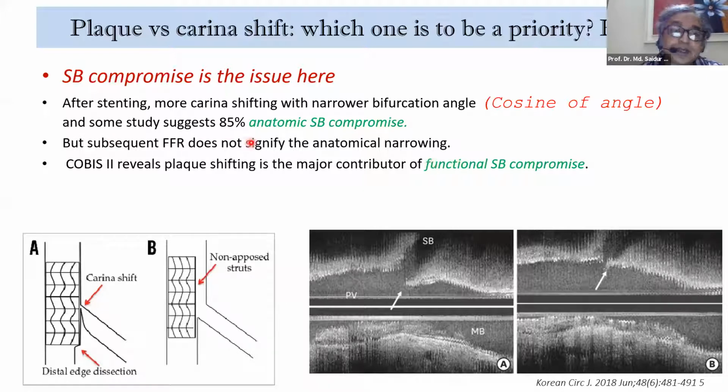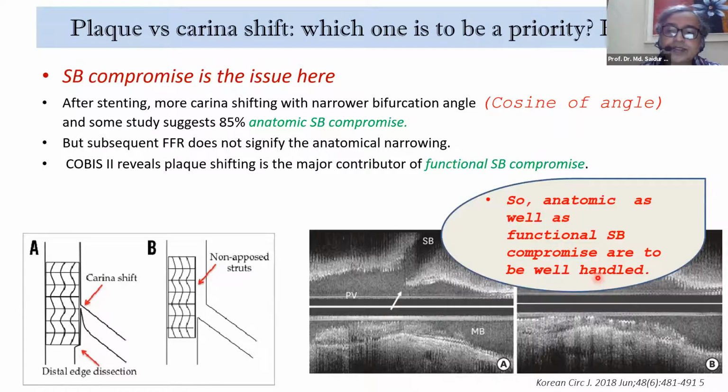And so some studies suggest about 80% of the anatomical SB compromise is there, but subsequent FFR does not signify the anatomic narrowing that much. And COBIS 2 reveals that plaque shifting is the major contributor of the functional SB compromise. Like here you can see the carina shifted so much that you can see almost significant SB stenosis, and angiographically we can predict that. But when you do the IVUS, you can see that the plaque shift is more there.